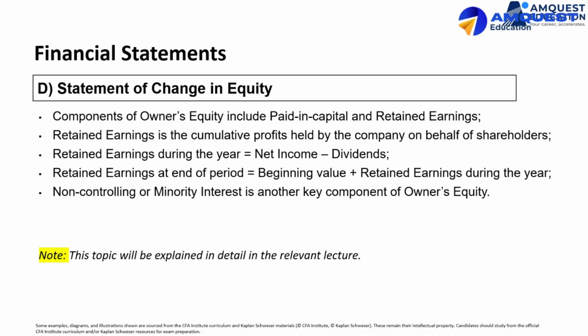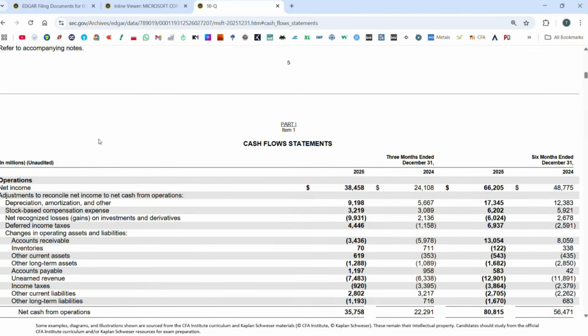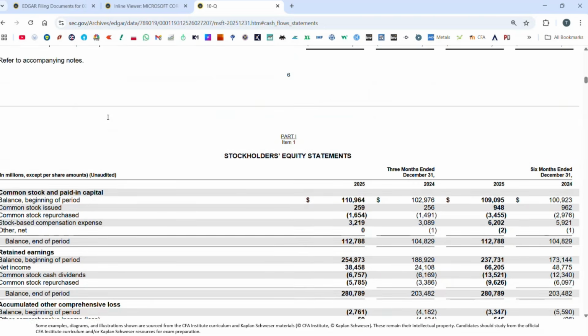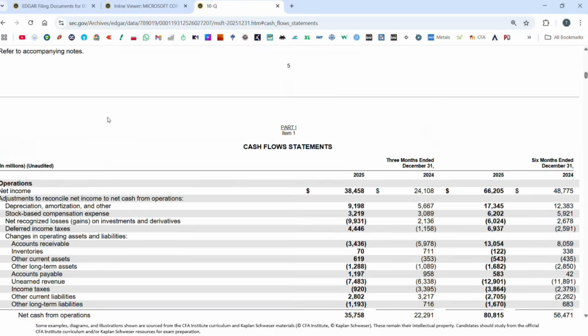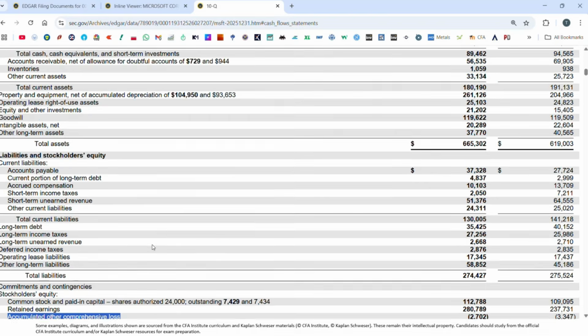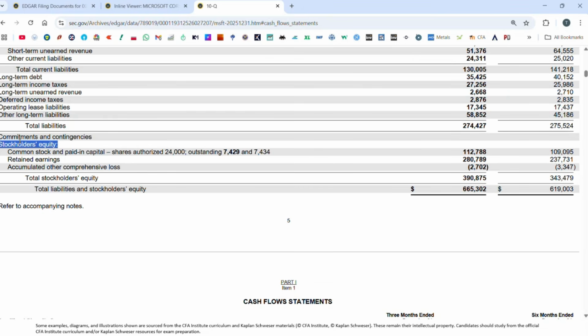Now, what is the statement of change in owner's equity? I'll also show you that statement quickly. So balance sheet, cash flow statement, statement of change in owner's equity. Now, if you see, this is telling you what the components of equity are. So first, let's look at the balance sheet. On the balance sheet, you will notice these are the components of equity. There is common stock, there is retained earnings, and there is accumulated other comprehensive loss. So these are the 3 elements of the equity side of the balance sheet.